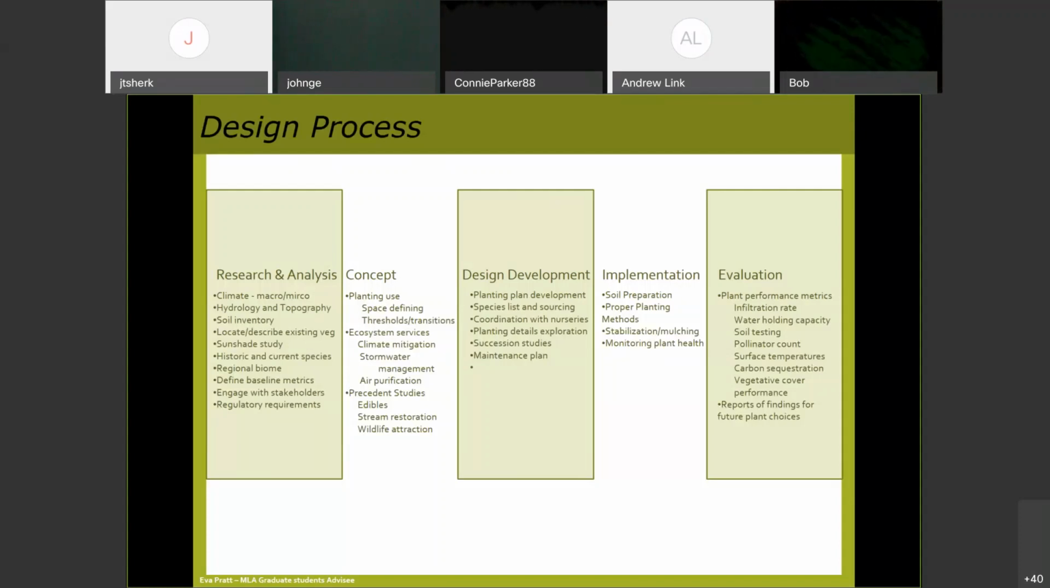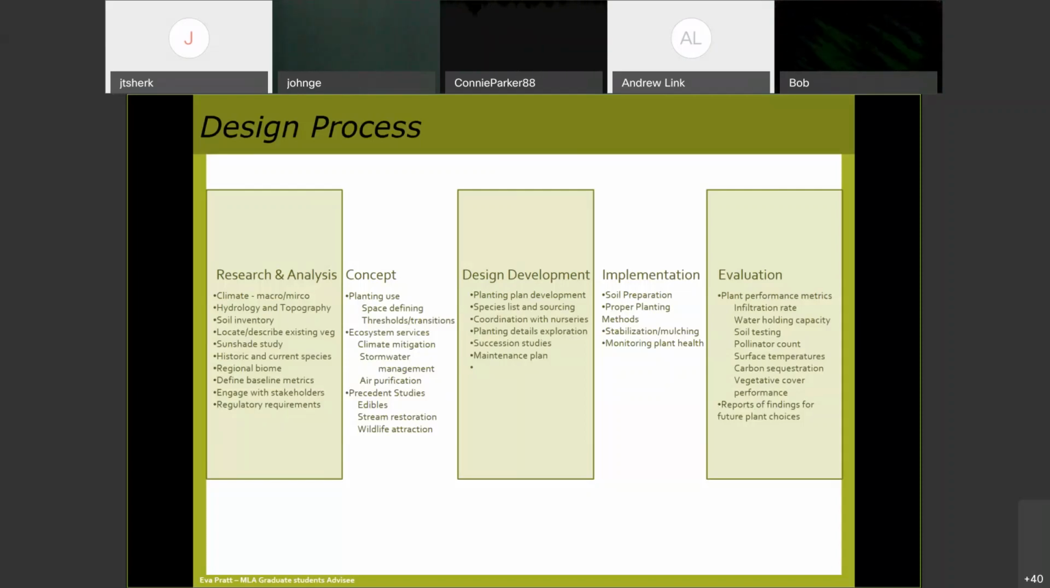Then once you get to the design development phase, developing that planting plan and understanding the species that you're choosing and where you're going to get these plants and coordinating that with local nurseries. And then developing good plant details that support good growth, and then understanding how these things are going to be maintained. Finally, the implementation, so preparing that soil or substrate so that you have the best success for these roots to grow, and then planting them properly, and then managing them properly by monitoring their health and doing general maintenance.